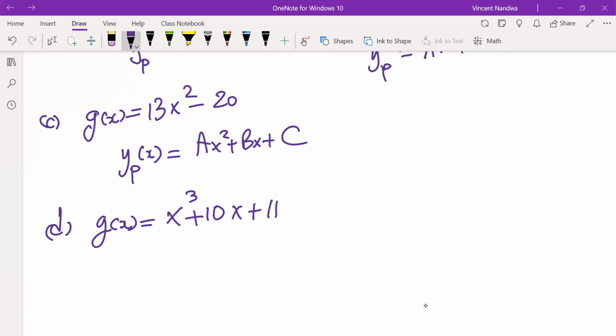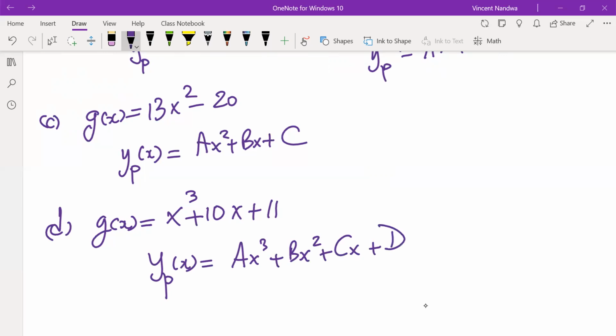Now this is a cubic polynomial, so yp of x should take the structure ax cubed plus bx squared plus cx plus d. Please note that even if we do not have the x squared term in this g of x, provided that we know the highest power of x is 3 and this is cubic, then you have to write all the terms which define a cubic polynomial in general. So this bx squared must be in your yp.